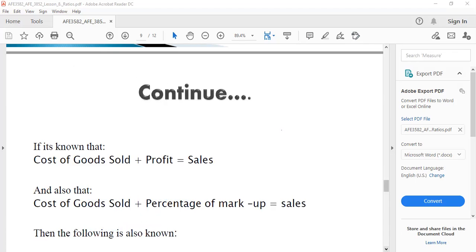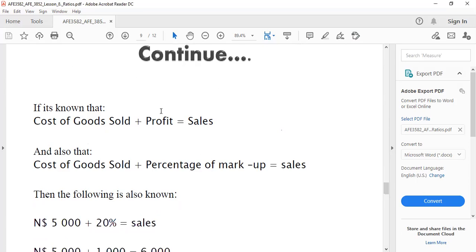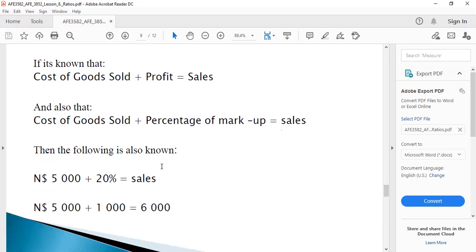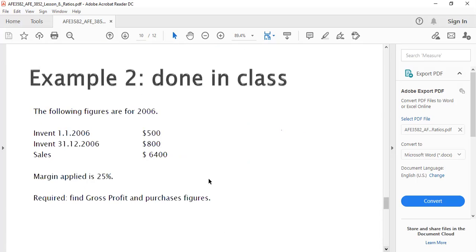If it's known that cost of goods plus gross profit equals sales, and also that cost of goods sold plus percentage of markup equals sales, then the following is known. 5,000 times 20% will give you our sales amount. So the 20% is 1,000. So 5,000 plus 1,000 will give us our selling price, which is 6,000. So let's look at this example. We are given margin, we are given sales, and we are asked to calculate gross profit and purchases figures.